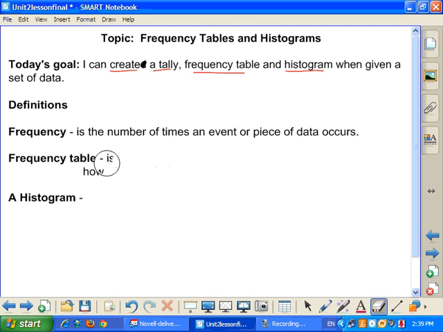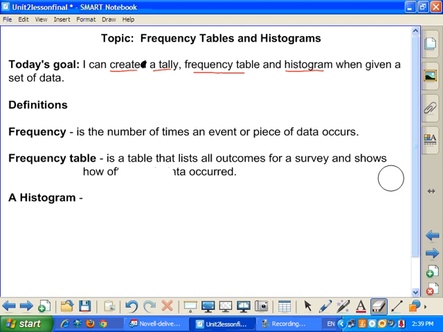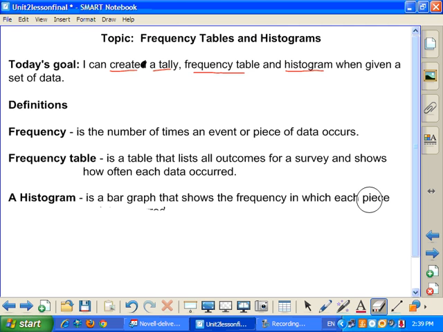A frequency table is a table that lists all the outcomes and shows how often each piece of data occurred. So instead of just the people who are 15, you're going to see people who are 16, 17, 18, and how many of those there were. And finally, a histogram is a bar graph that shows the frequency of how often each piece of data occurred. So frequency is how often things occur. A frequency table shows how often every piece of data occurred. And a histogram is a nice picture summarizing your frequency.